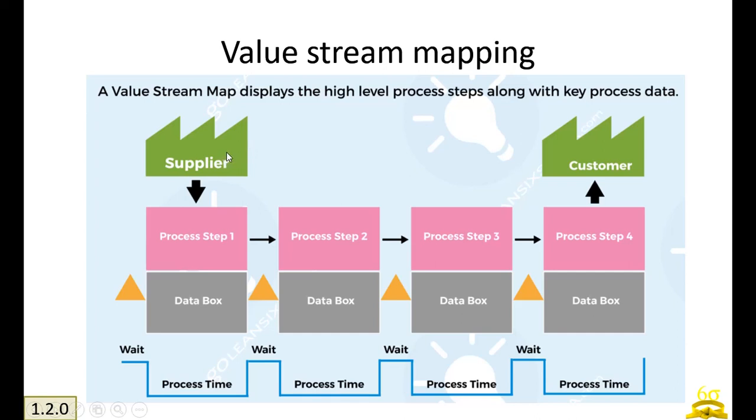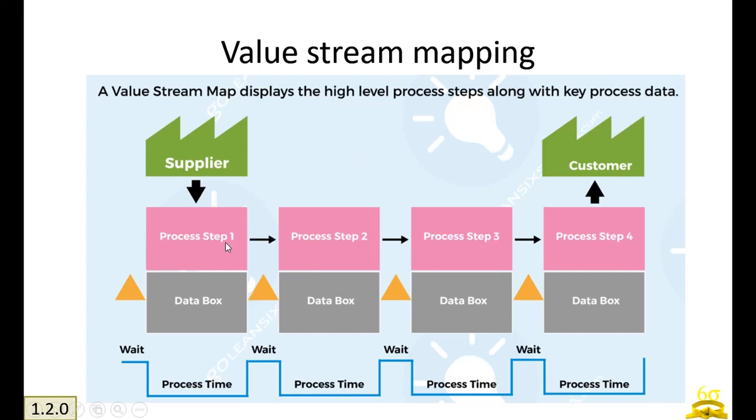Now if you see here, there is a supplier who will supply. Then you have four process steps. Within the process steps, the data box can have multiple items, right? And then wait time and process time. The data box can have your quantity, work in progress, productivity, whatever you can understand, right? And then post all these things, you have to write here what the improvement areas are, right?